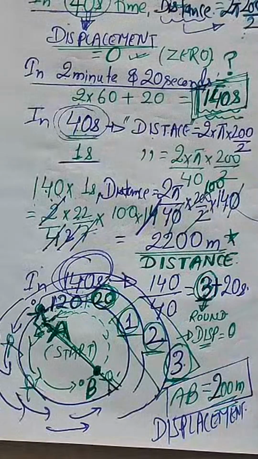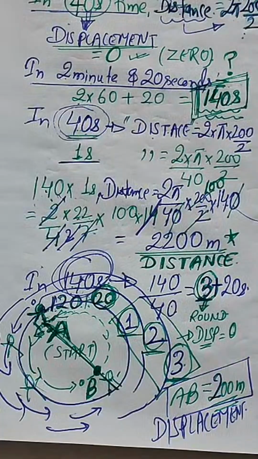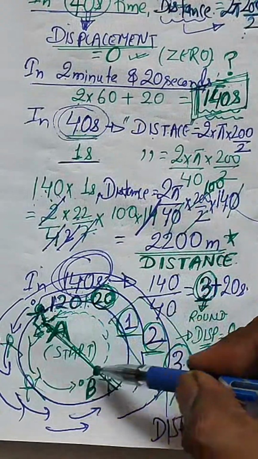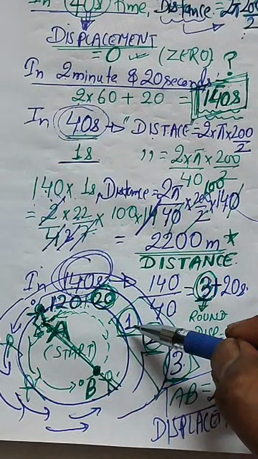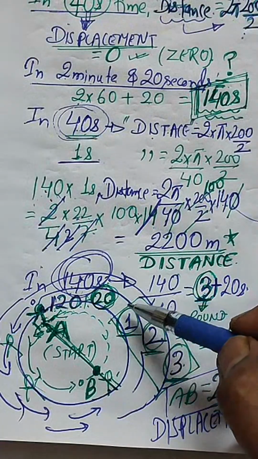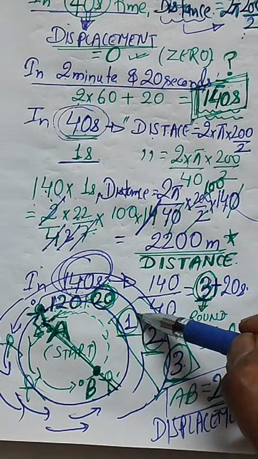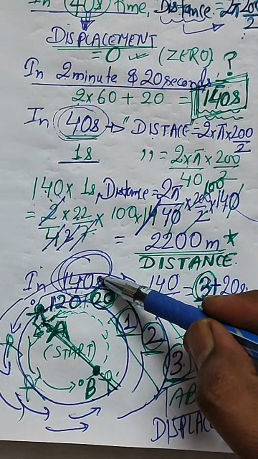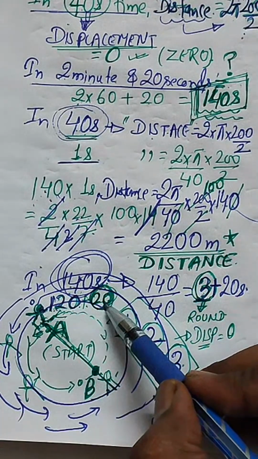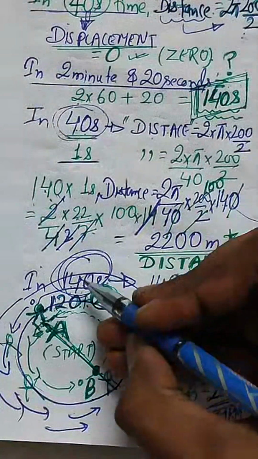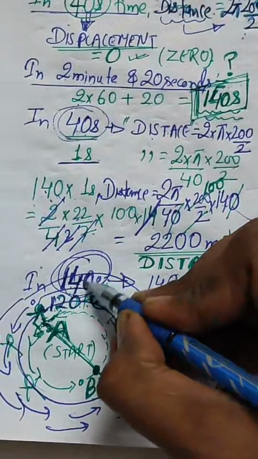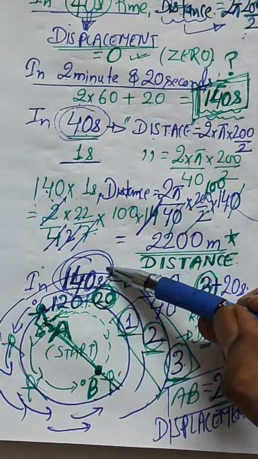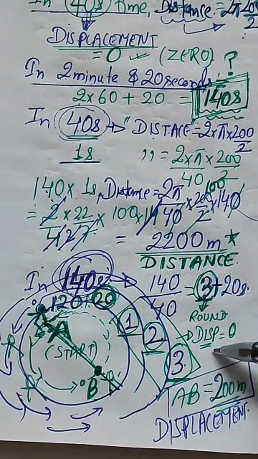and the question given to us was: an athlete completes 1 round of a circular track of diameter 200 meter in the time 40 seconds, then at the end of 2 minute and 20 seconds, that is 140 seconds, here 2 minute and 20 seconds, 140 seconds will be the total time. Here 140, you can see 140. So in 140 seconds, what is the distance and displacement?